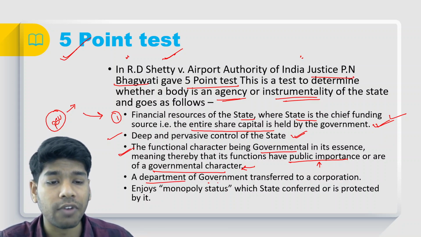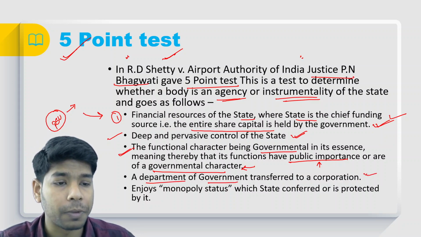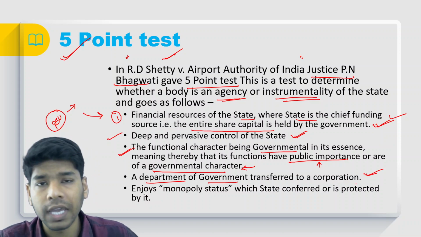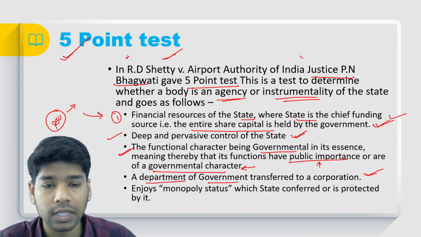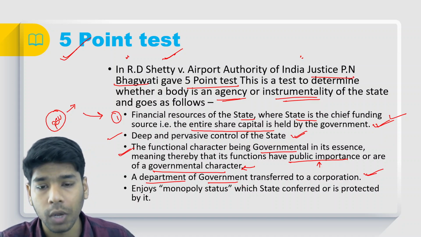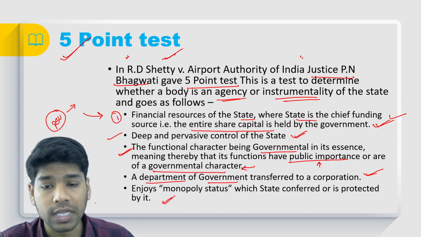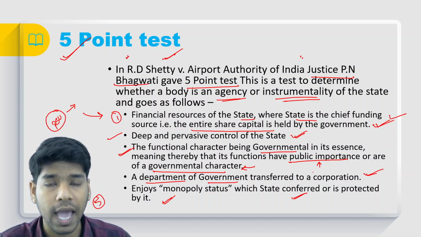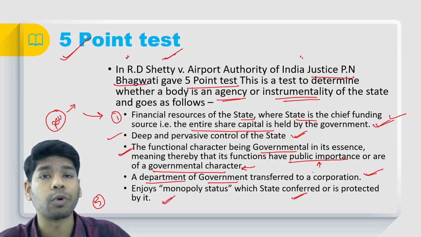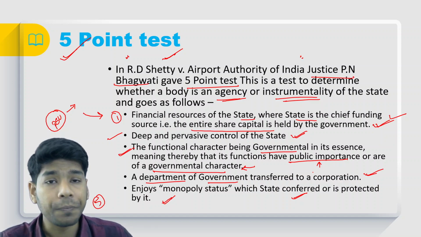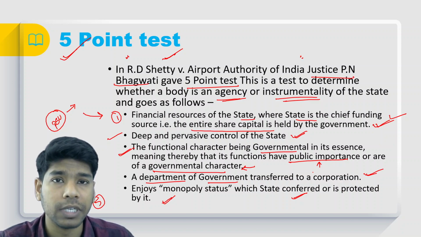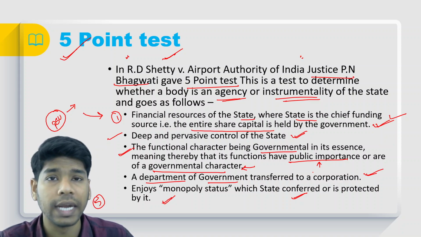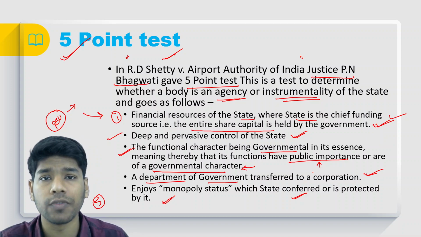And a department of government transferred to a corporation, any kind of road transport corporation, the department of a government transferred into a corporation. And the last but not the least, the fifth point, that it enjoys the monopoly status which is conferred by the state or is protected by it. So if there is any body that has autonomous status and is also protected by the government, that falls under the definition of the state. So these are the 5-point tests that ought to be done to determine whether an organization or an entity falls under the definition of a state or not.